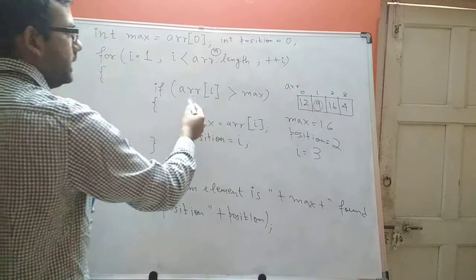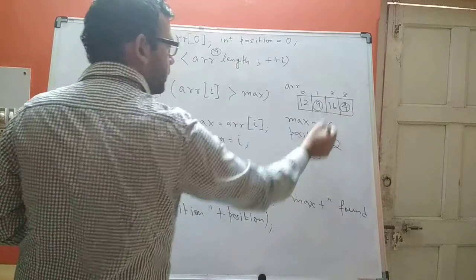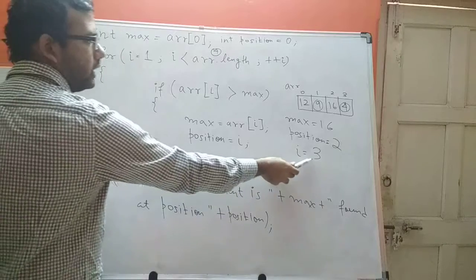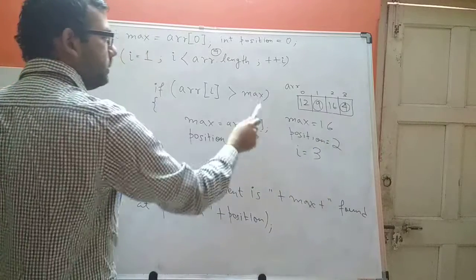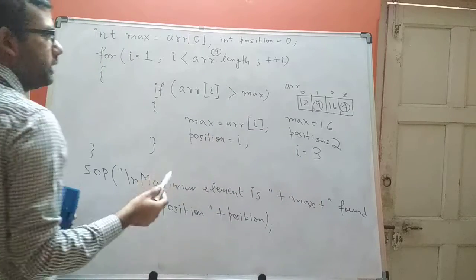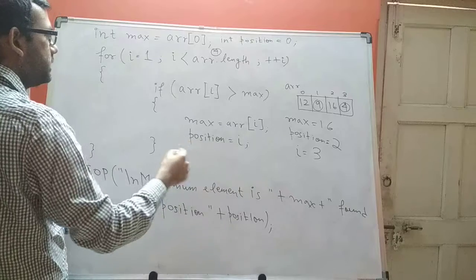So you come inside. Now you check ARR of I. What is ARR of I? ARR of I is currently 4. See, ARR of I means ARR of 3. The value of I is 3. So this element, is it greater than my max? Max is 16. Is 4 greater than max? No. So this condition is not satisfied. You will not be executing these two statements.